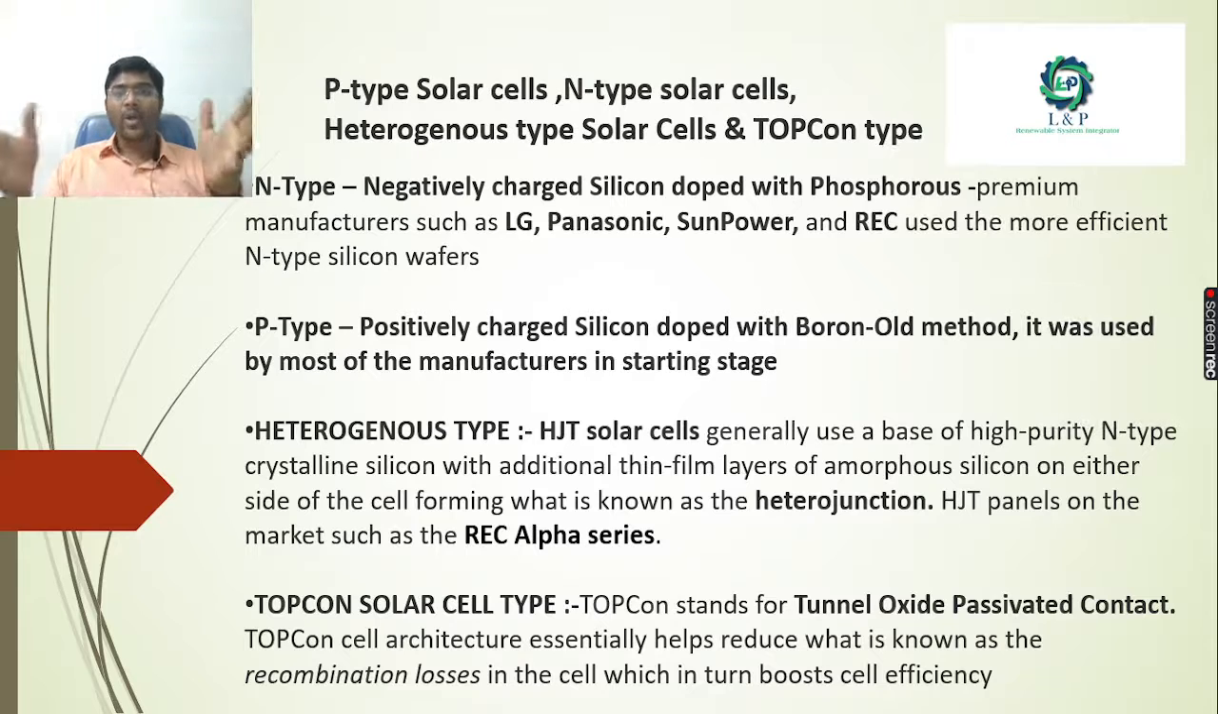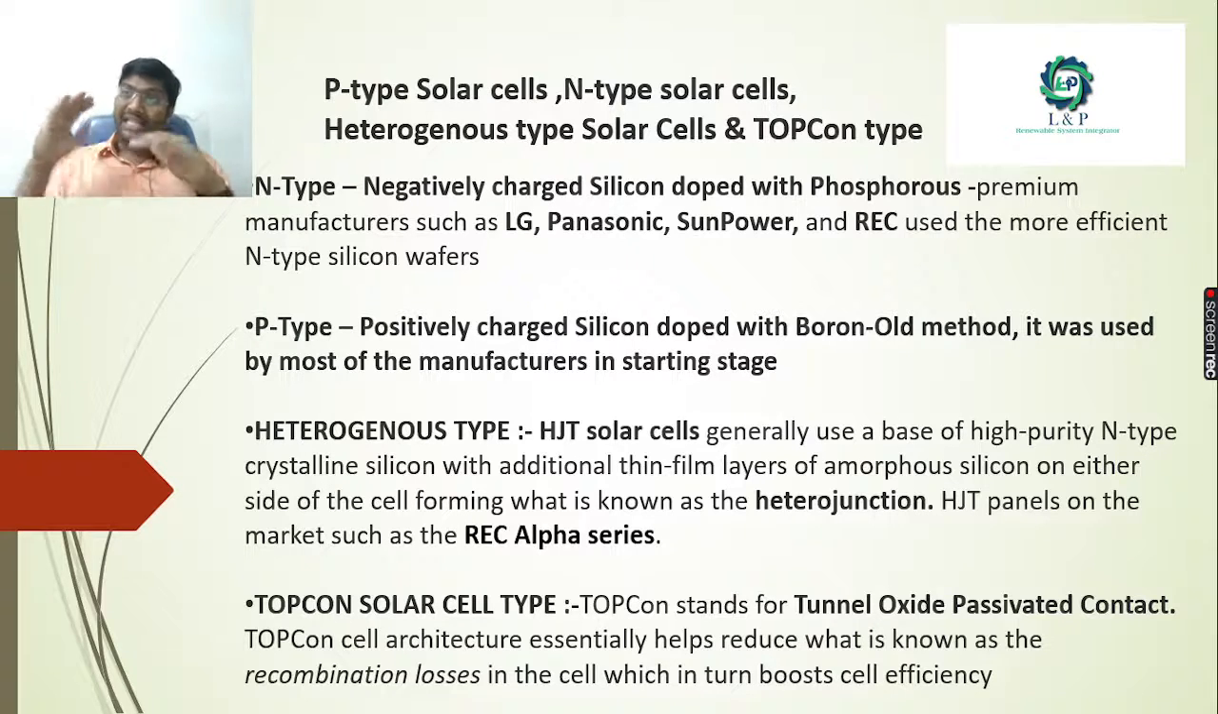Now we are going to discuss the different types. There are so many types: p type solar cells, n type solar cells, heterogeneous type solar cells, TOPCon type. So what is the difference in the n type solar cells? The negatively charged silicon is doped with phosphorus. What are the examples of n type? Nowadays we have higher efficiency panels like LG, Panasonic, Sunflower, REC. All these are efficient panels. In these we use n type silicon wafers.